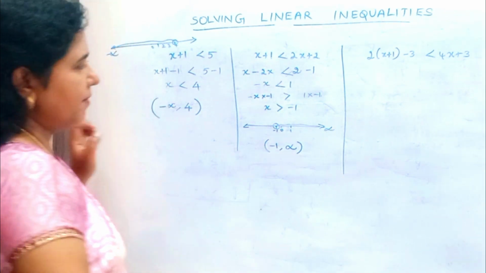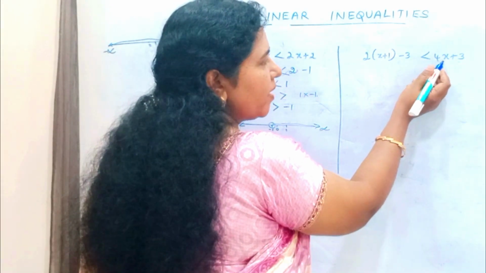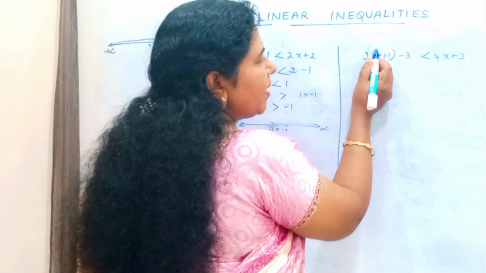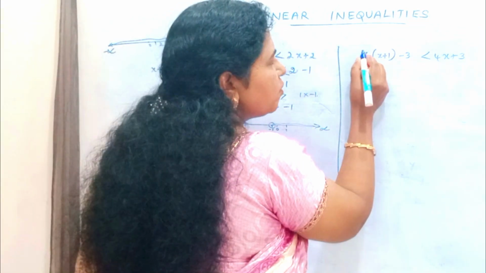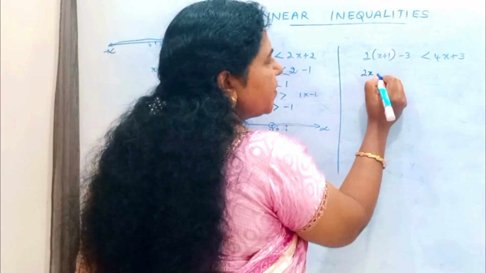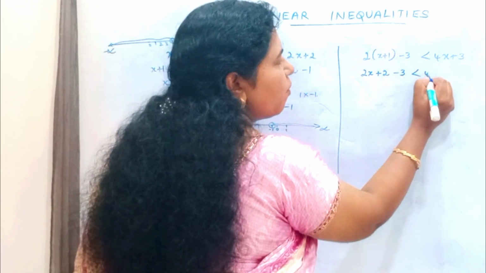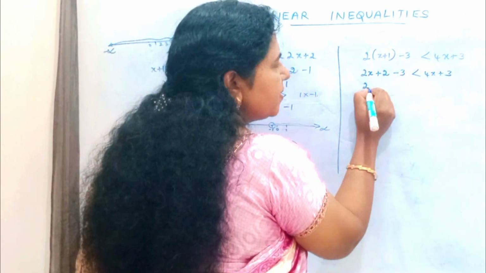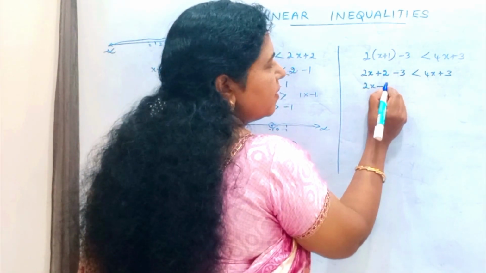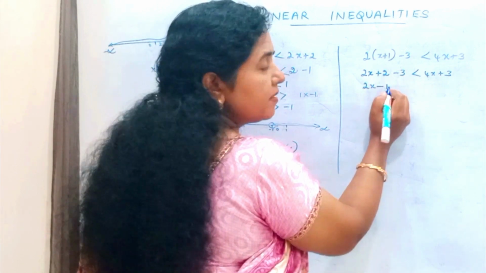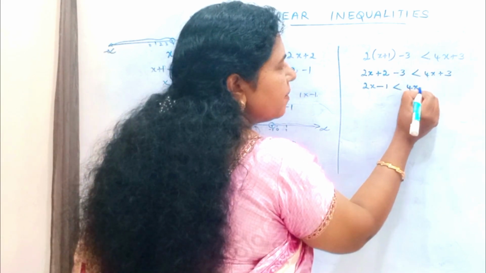Okay. Now coming to the third example, it is 2 into x plus 1 minus 3 is less than 4x plus 3. So here we are having a bracket. So what we can do is we can expand the terms first. So it becomes 2 into x, so it is 2x. Then plus 2 into 1, so it is 2. Then minus 3 is less than 4x plus 3. So now 2x, so now plus 2 minus 3, so it becomes minus 1. The difference it is 1, greater number has negative sign, so it becomes minus 1. And the next less than 4x plus 3.